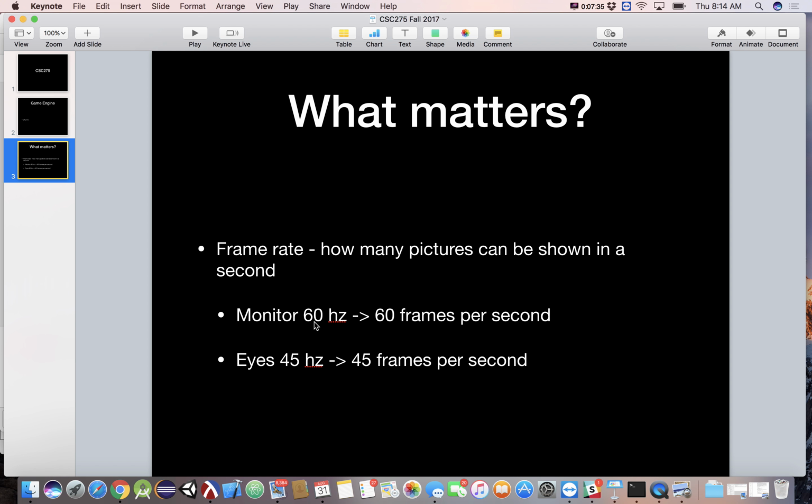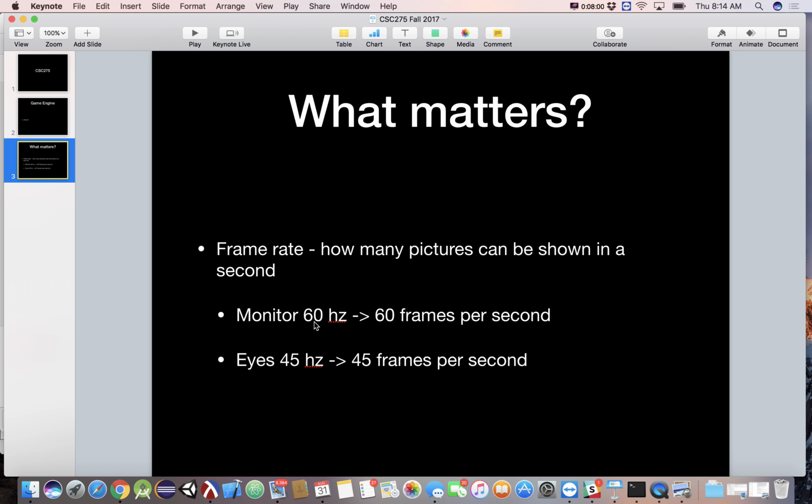Then you have the limitation of our eyes. Okay, and not everybody's eye is identical, but we're in the ballpark of about 45 frames per second of what the human eye can see. Now, having said that, there is a caveat to that. We have pretty complex brains. So there's been plenty of research, I guess it could be called research, fair enough.